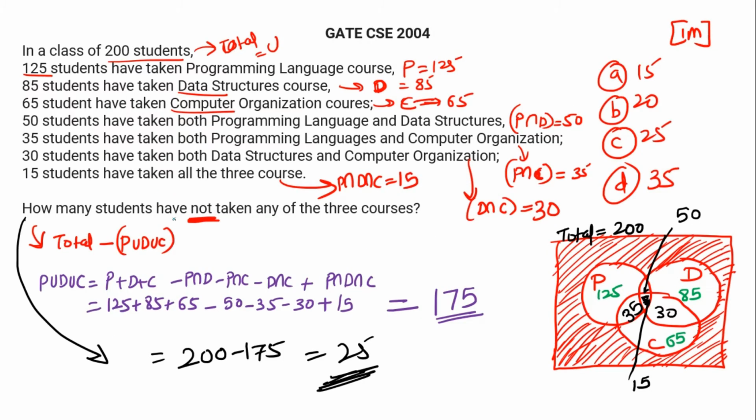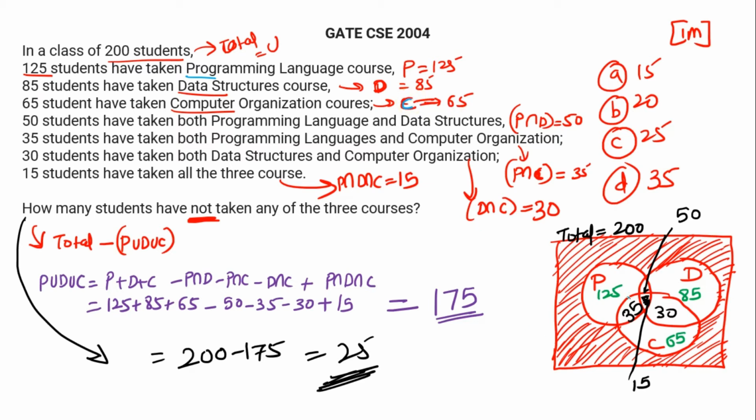Next question is GATE CSE 2004 question for 1 mark. In a class of 200 students, the universal set is 200 students. 125 students have taken the programming language course. We will make a short form for programming language as P. P is 125. 85 students have taken the data structure course. D for data structure, D is 85. 65 students have taken the computer organization course. Let's take C for computer organization as 65.